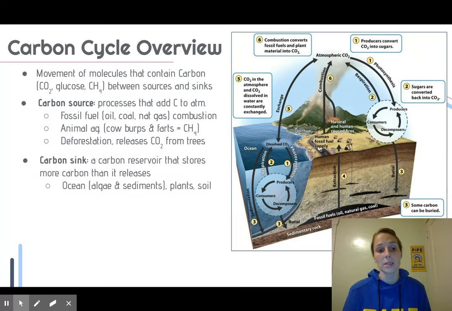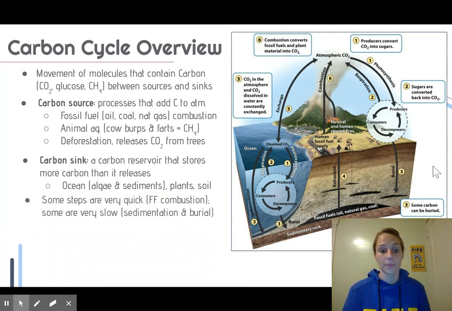A carbon sink is a carbon reservoir that stores more carbon than it releases. So we can look at the ocean here as an example of a carbon reservoir. The plants, the soil, the ocean. Now, a really important thing to remember is that some steps of this happen really quickly, like combustion, versus some of them are very slow, like sedimentation and burial.